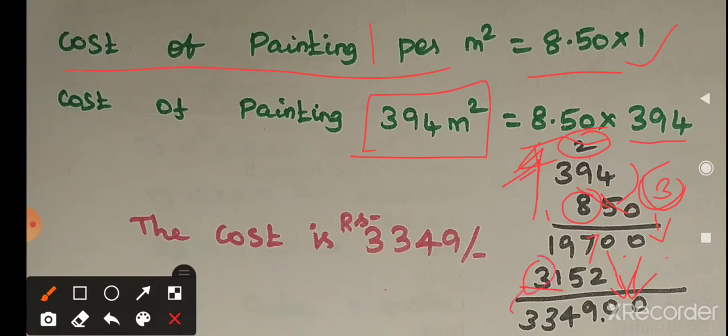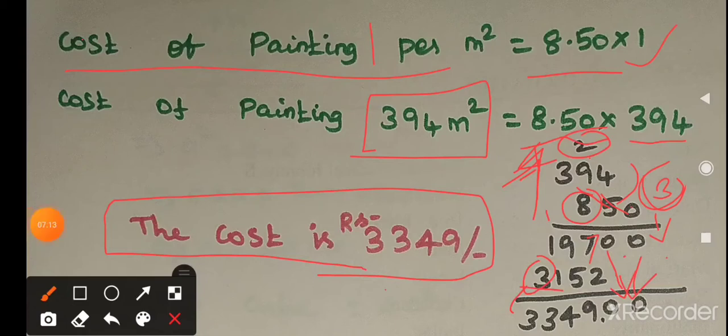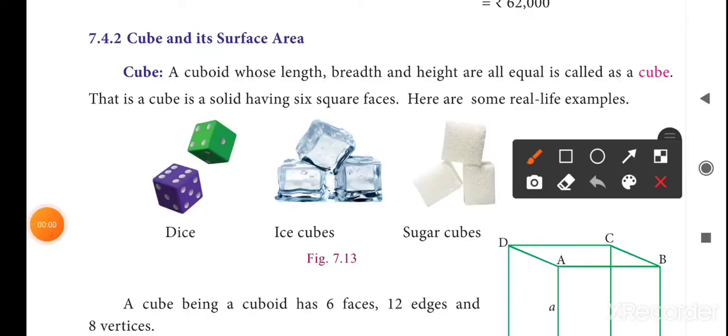So the cost of painting is 3,349 rupees. The cost of painting this hall is 3,349 rupees only. Now we have to see about the cube and its surface area.